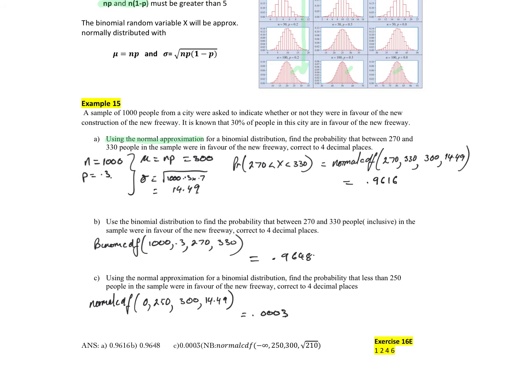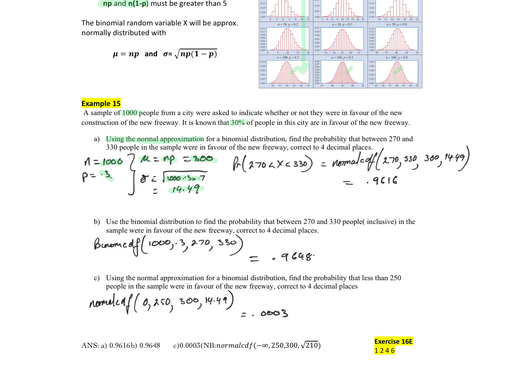Find between 270 and 330 people in the sample were in favour. So we've got 1,000 people, and 30% of the people were in favour. So we've got 1,000, probability of success is 0.3. For any normal distribution, you need a mean and a standard deviation. The mean mu is equal to NP, which is 300. The standard deviation is the square root of 1,000 times 0.3 times 0.7, which is 14.49.